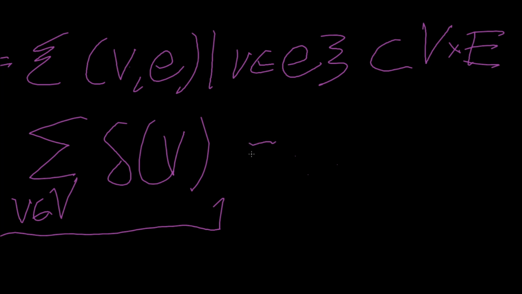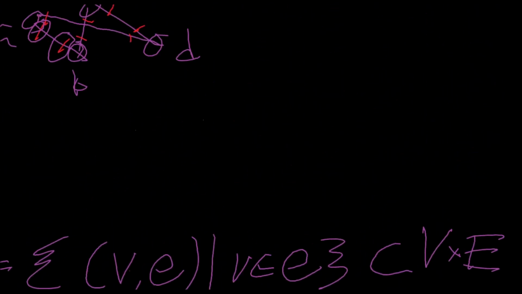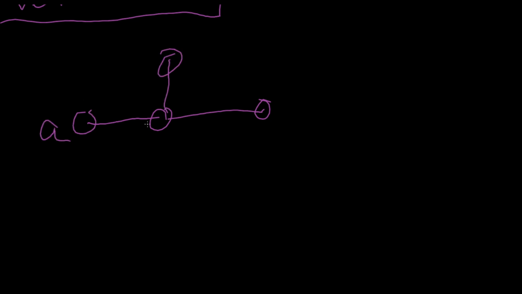So this will be equivalent to 2 times the edges, which is what we said. Let me just give you an example to make this easier to understand. Say we have a graph that looks like this. Say this is vertex A, vertex B, vertex C, and vertex D.